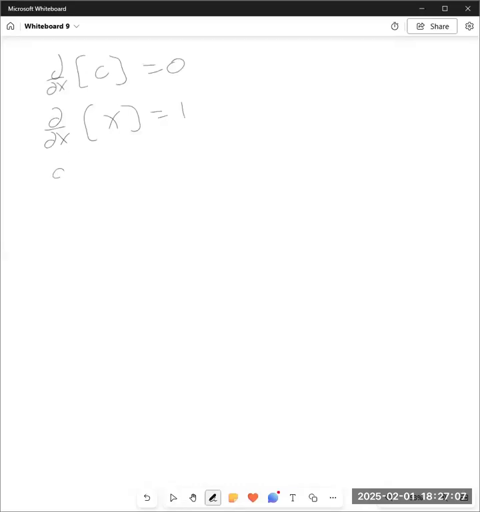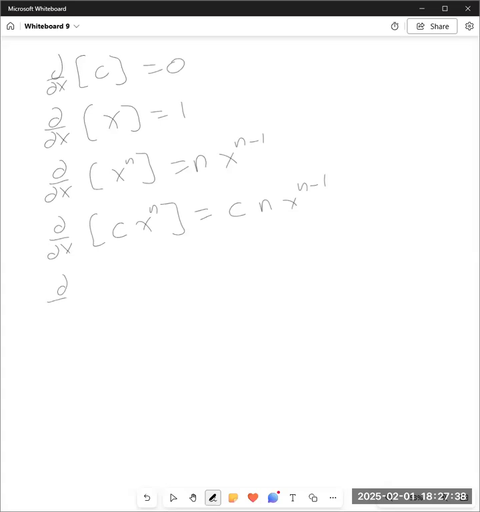The derivative with respect to x of x to the n is n x to the n minus 1. If I have a constant multiplier in front of that x to the n, like so, then it'll be c times n x to the n minus 1. We'll just multiply coefficient times exponent, drop the exponent by 1.